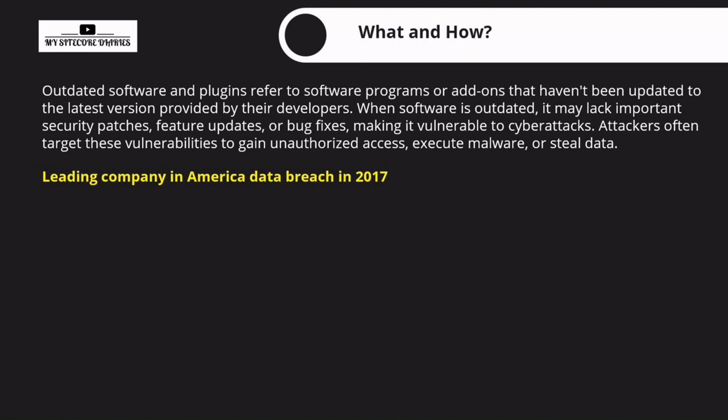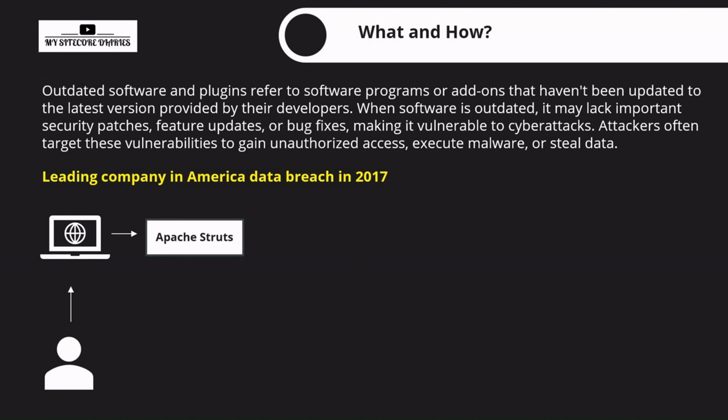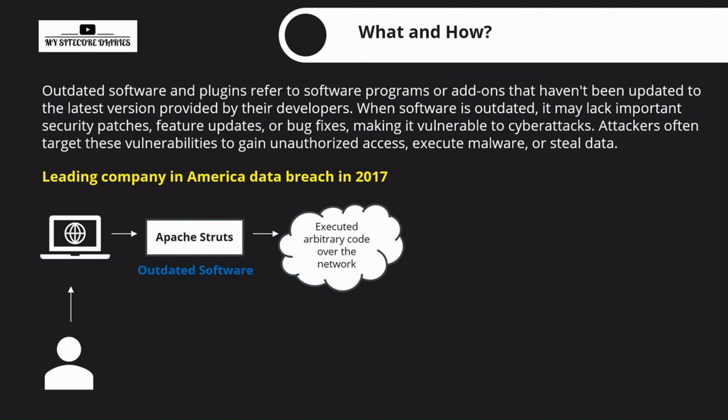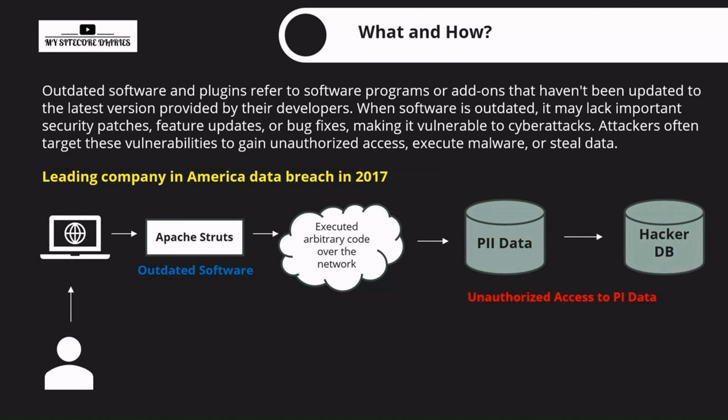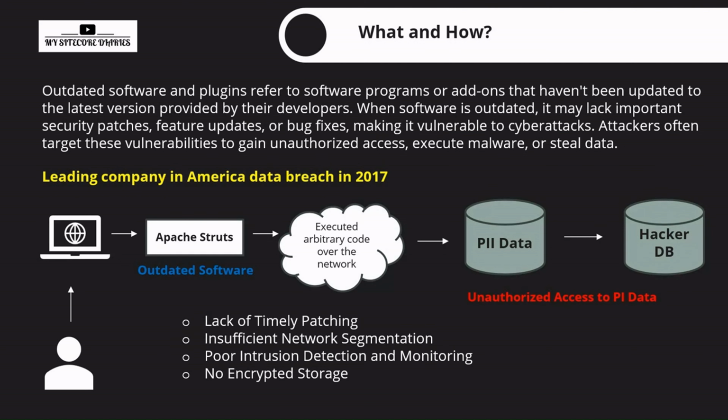So let's take an example. There is a leading company in America which had a data breach in 2017. This company was using Apache Struts and had not updated the version. They were working on the old version only, so outdated software was there. The attackers targeted that system and ran arbitrary code, such that they collected the PII data from this company's database. They got unauthorized access to the PII data, and it got saved into the hackers' database from that company.